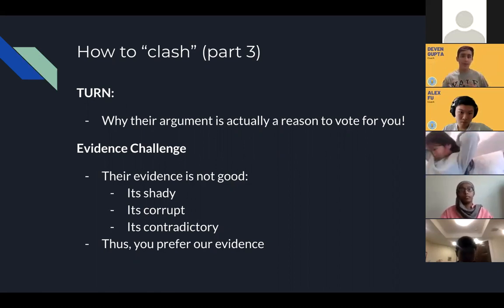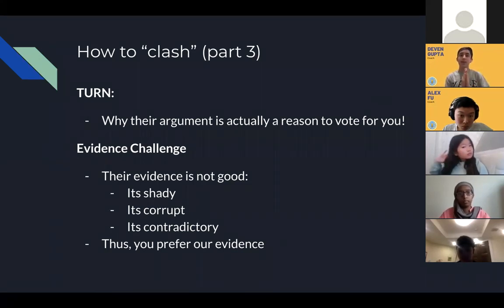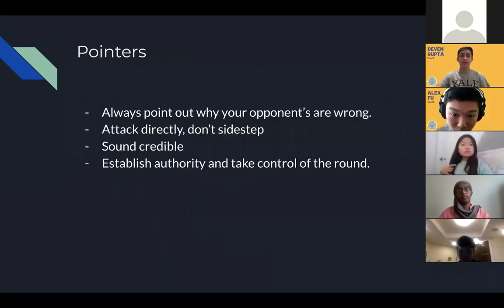I personally am not a big fan of this because it's only knocking off one piece of evidence in the debate. But say it comes down to only a few pieces of evidence and they have a really strong one that they've just been going through the whole round, then it's good to do an evidence challenge and say, it's too far back. This is a piece of evidence from 2010, when in reality, we're talking about 2020. So it doesn't matter right now.